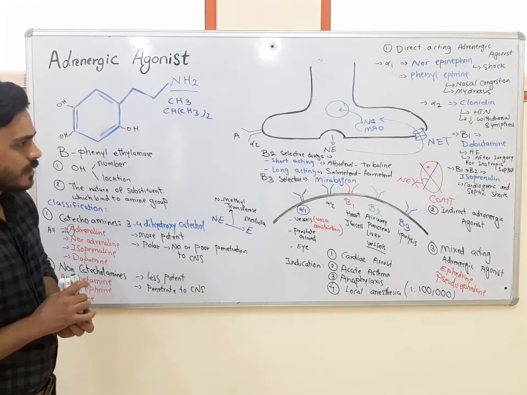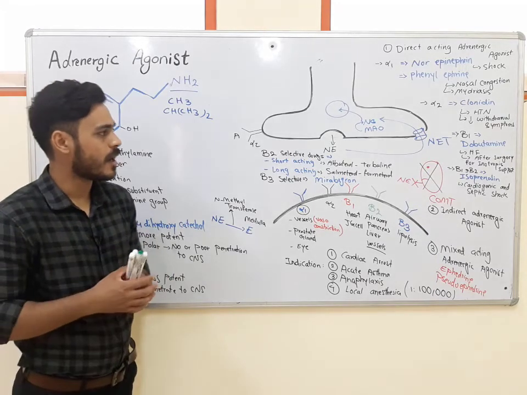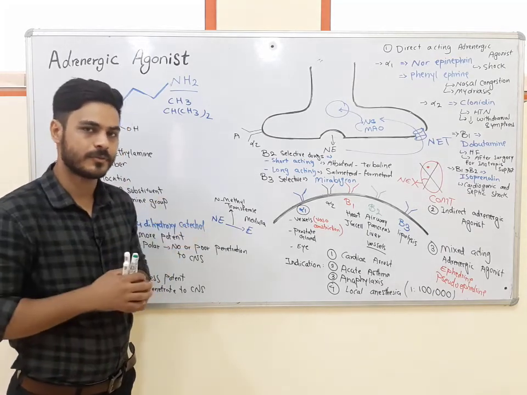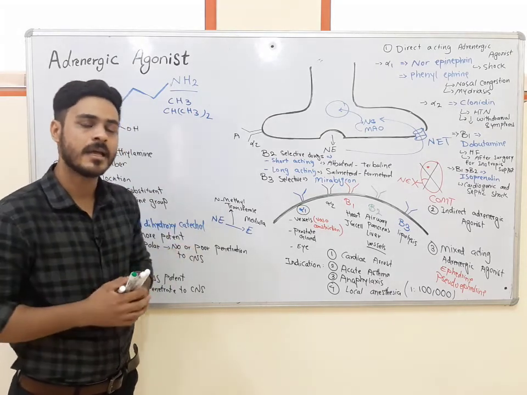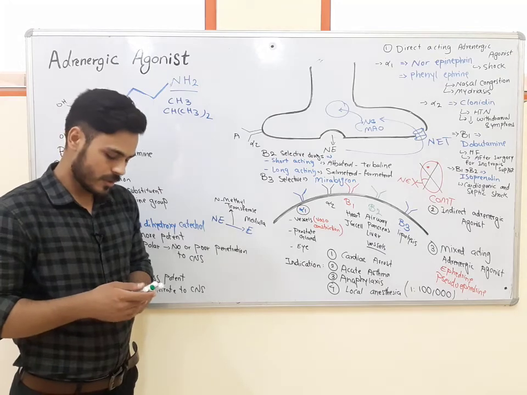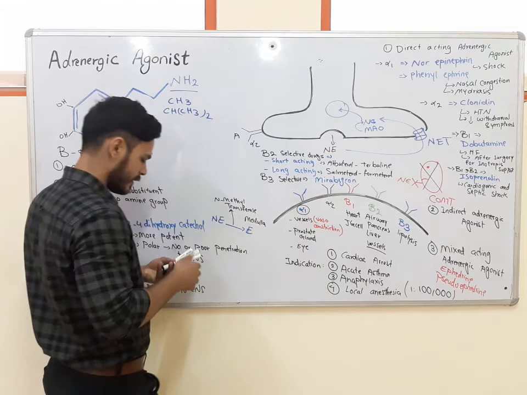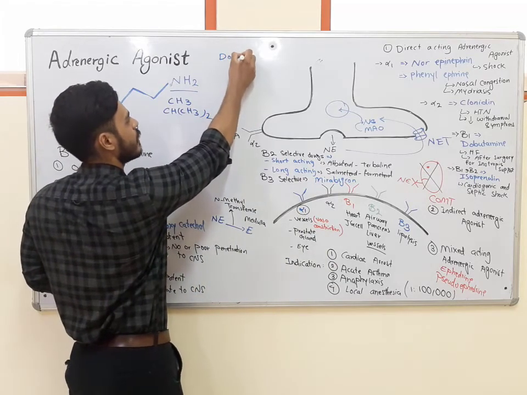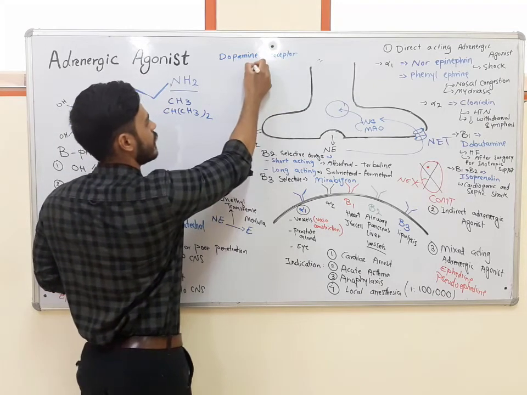One more drug is left, which is dopamine, and another one is also fenoldopam. Dopamine and fenoldopam, they act on the dopamine receptor, but this dopamine can act on the alpha receptor and it can act on beta receptor also. The effect is dose dependent. Because I have not explained about the dopamine receptor, I will write dopamine receptor agonist here.